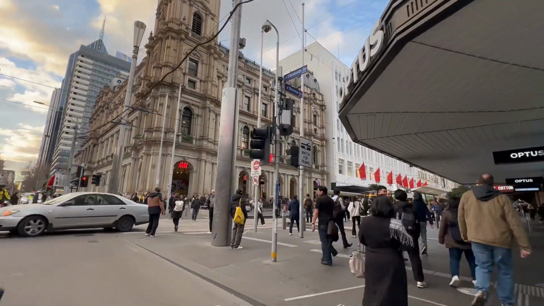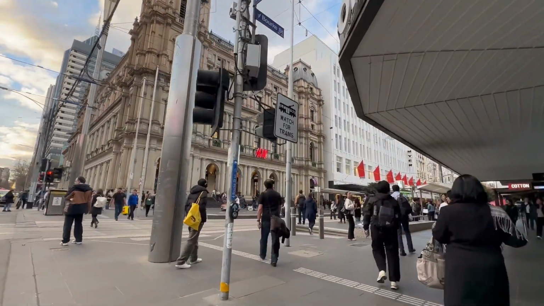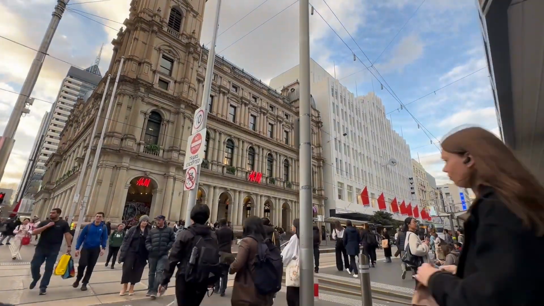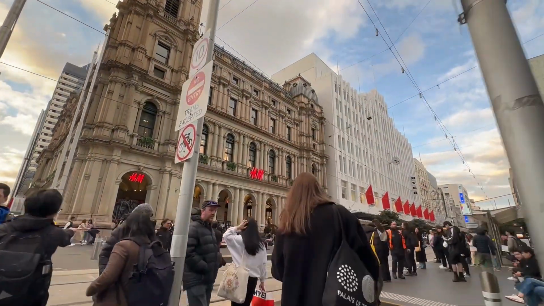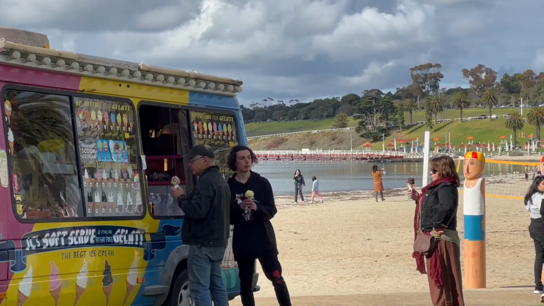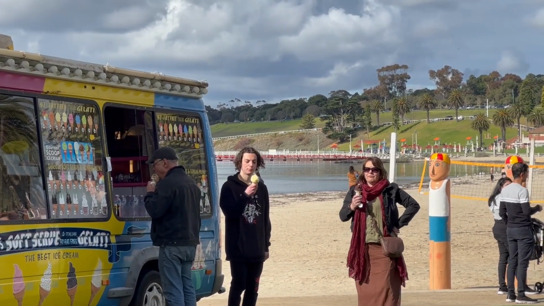We can approach this two ways. A limit order placed at 0.6990 with the understanding that we are anticipating a spike, or wait for confirmation: a daily close below 0.6970 after the zone is tagged. I prefer the limit order because it guarantees you're in the trade before the herd reacts. Stop loss goes at 0.7065, above the weekly R3 and above the monthly structural invalidation. That's a 75 pip risk.